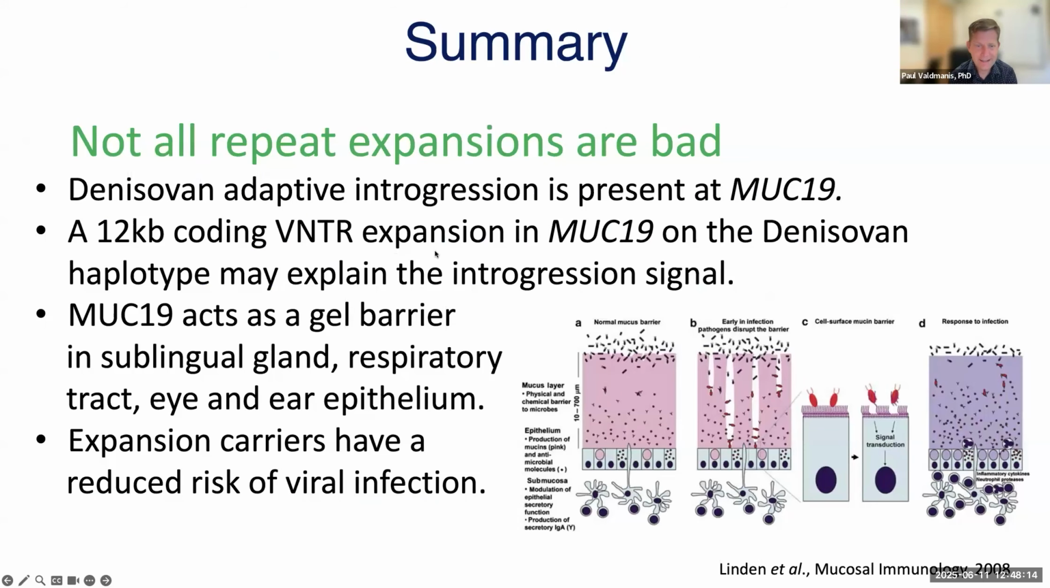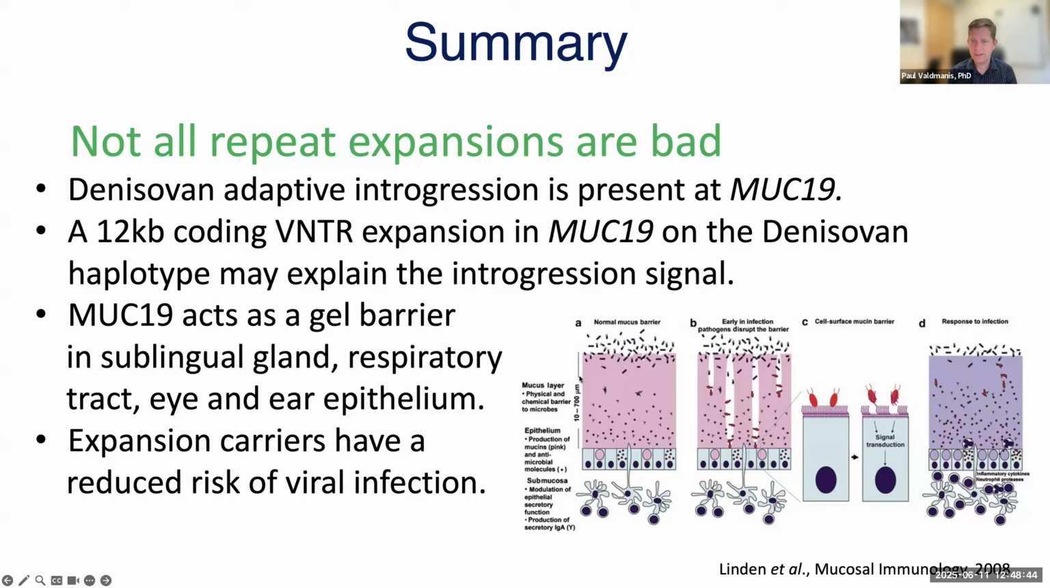So in summary, I'd like to conclude by saying that some of the repeat expansions that we started with that are risk factors for neurodegenerative disease perhaps have had some type of protective features throughout human evolution, and that not all repeat expansions are bad. The one that we identified in MUC19 has a protection against both puerperal infection as well as other viral insults.